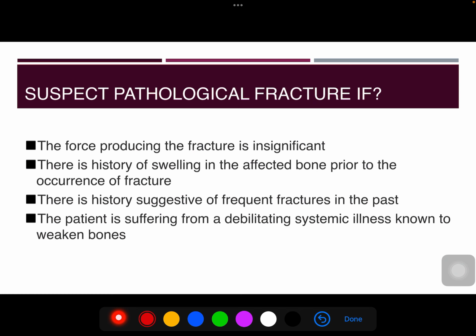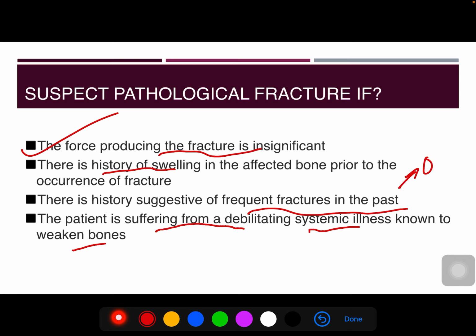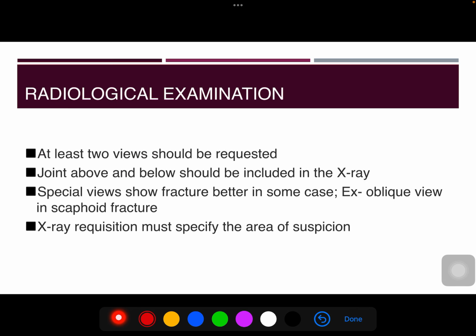So suspect a pathological fracture if the force producing the fracture is insignificant, and there is a history of swelling around the bone prior to the occurrence of the fracture, and there is a history suggestive of frequent fractures in the past, and the patient is suffering from a debilitating systemic illness known to weaken bone. If there is a history suggesting frequent fractures in the past, we have to rule out osteogenesis imperfecta.